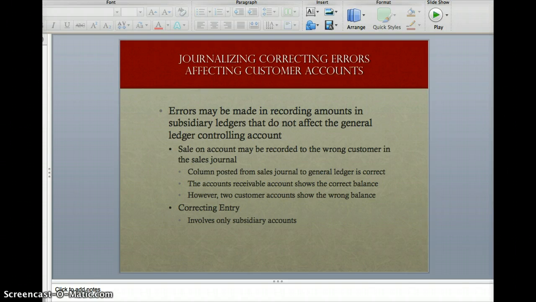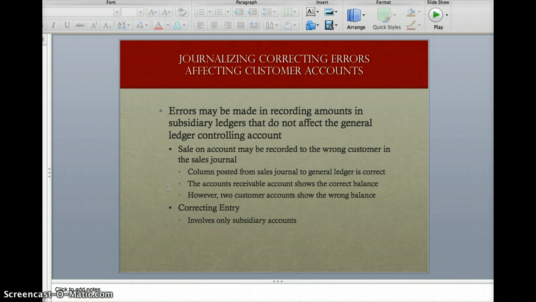So let's say that you had posted everything and then you come back and you find that you had an error in a subsidiary ledger. An example is you made a sale on account, but you recorded it to the wrong customer in the sales journal. So let's say you're the Frosty Mug, and we had those two instances like we did earlier in this chapter, the ones I just made up, Franklin State Bank and Cent Farms. Let's say that Cent Farms charged, but you erroneously put it in Franklin State Bank. That would be in their charge account. That would be the example that we're looking at.